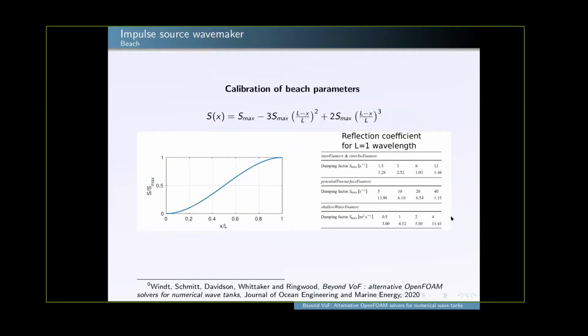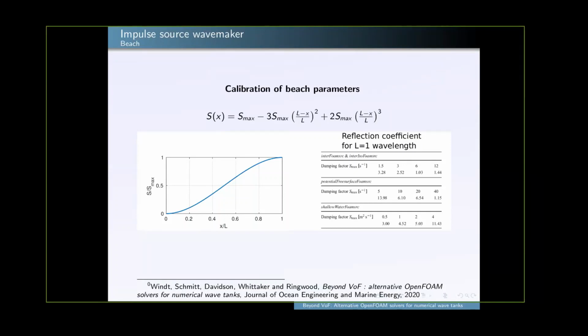Okay, for the beach, we have this S function, which is the strength. Now over the beach, you obviously want to slowly taper it up so you don't get this kind of numerical reflection. There's just one example function you could choose. And then it's governed by one equation, which is this S max.